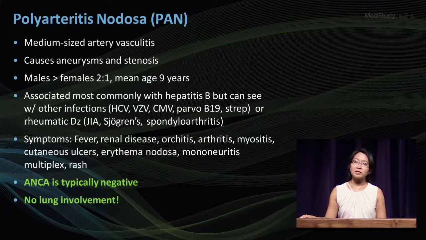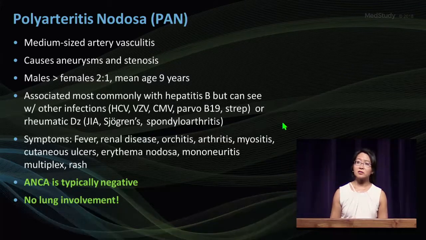So polyarteritis nodosa, PAN, these are medium-sized artery vasculitis. It can cause aneurysms and stenosis. The reason why patients can have renal involvement is not because of a glomerulonephritis, but because of the aneurysm and stenosis of the renal artery. Males are more afflicted than females in a 2-to-1 ratio. The mean age of diagnosis is 9 years old.